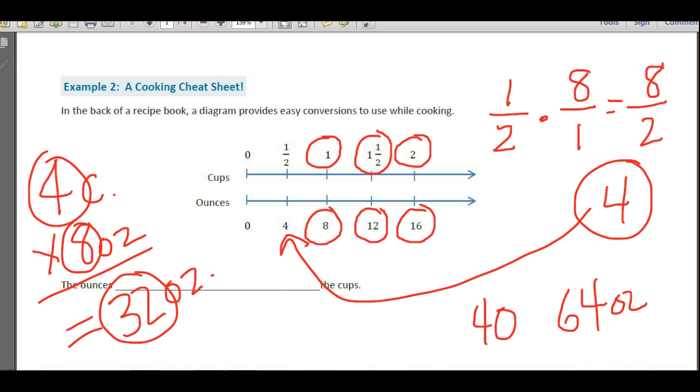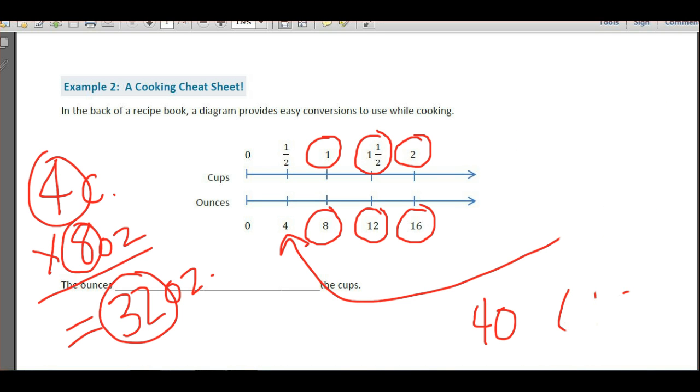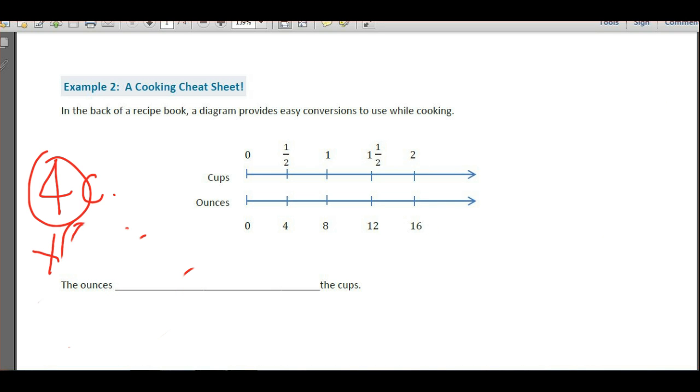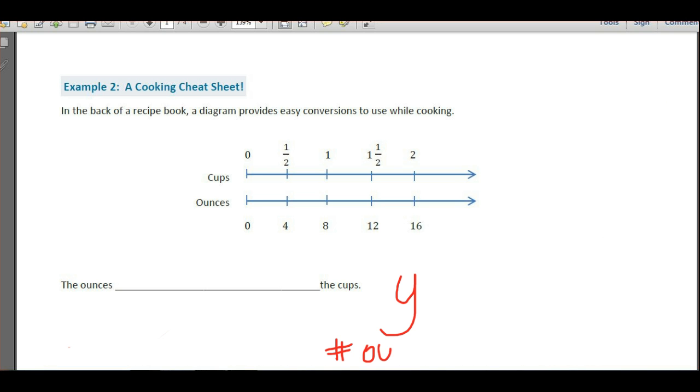But what we need to see is this idea of proportionality, and let's see how it fits algebraically. If we were to write this down algebraically, we would go ahead and do this. Let's start using some variables here. We could use the letter y, and we're going to have y represent the number of ounces.